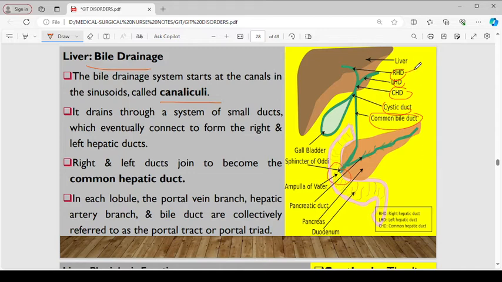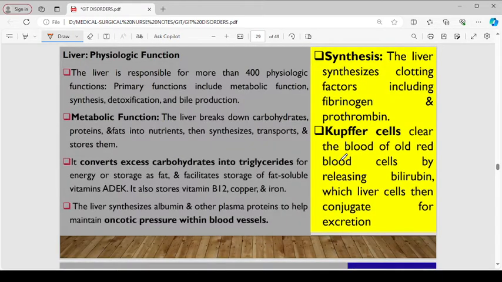So you start with right and left. They join to form the common hepatic duct. The common hepatic duct joins with the cystic duct from the gallbladder to form the common bile duct, and the common bile duct will now join with the pancreatic duct at the ampulla of Vater, where we have the sphincter of Oddi. So on physiological function, the liver is responsible for more than 400 physiological functions.